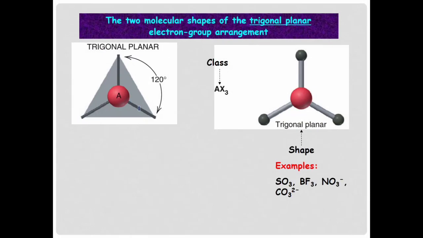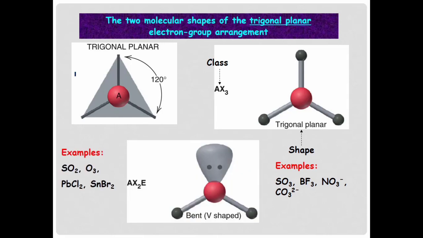For trigonal planar, we have one central atom and 3 terminal atoms, so the symbol is AX3 and the shape is trigonal planar. The angle is 120 degrees. Okay, examples for this molecule are SO3 and CO3, and it has one derivative when we remove one atom and replace it by one lone pair.